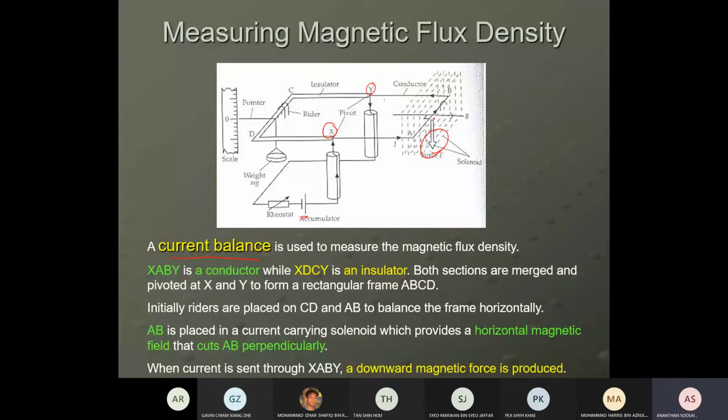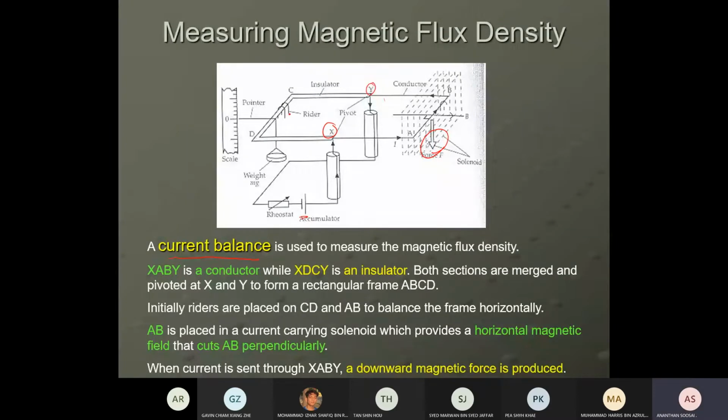When the magnetic force acts downwards, what happens? X and Y act like a pivot. It's a movable rectangular shape. So when the force on AB is downwards, AB will be pulled down. What happens? The insulator will start to move up.